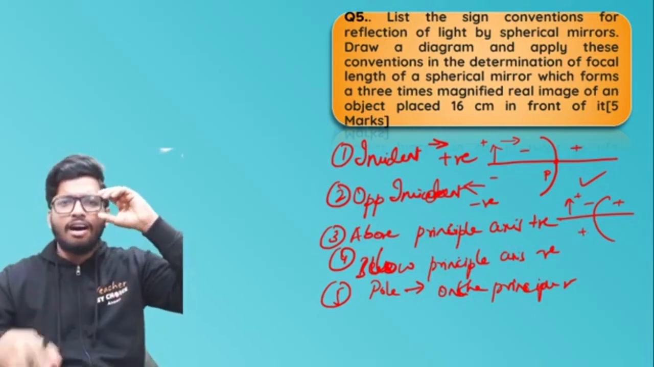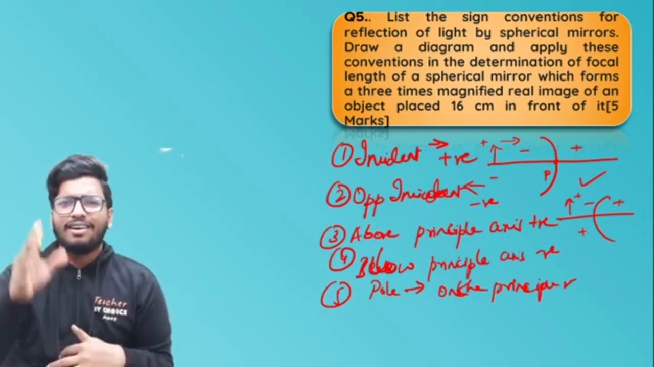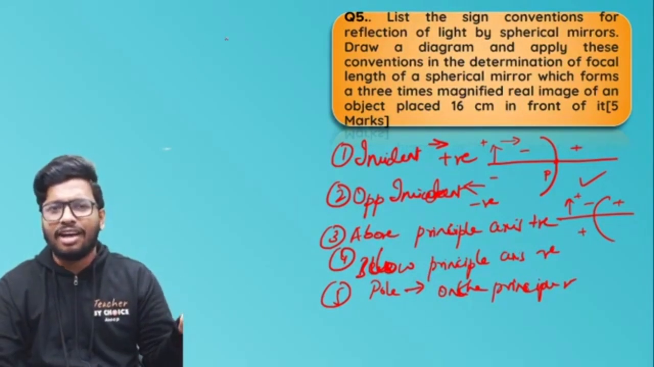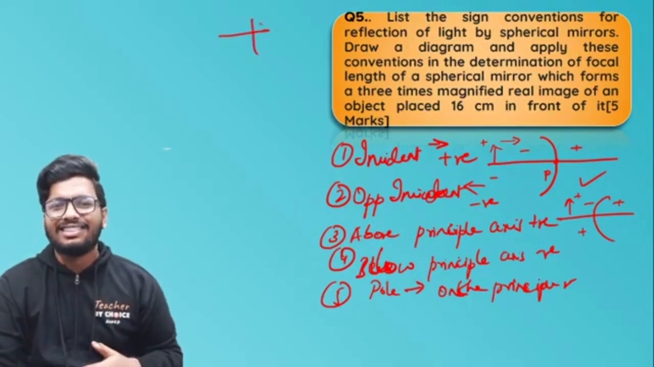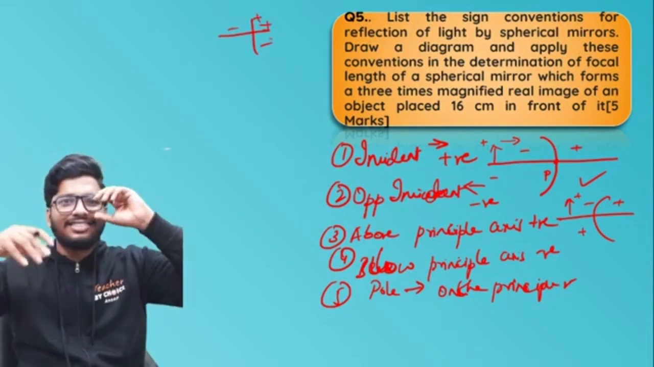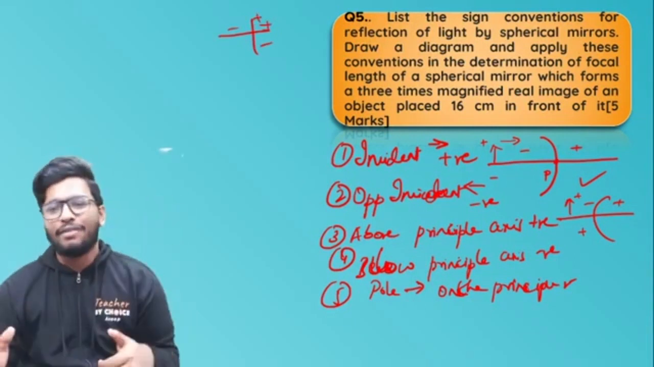Remember your Cartesian coordinates and all that. Like in your Cartesian planes, you remember that, no? In your graph, you take this as positive, negative, positive and negative. It's the exact same thing over here. So it's not like it's something new. It's the exact same thing, just applied over here as well.